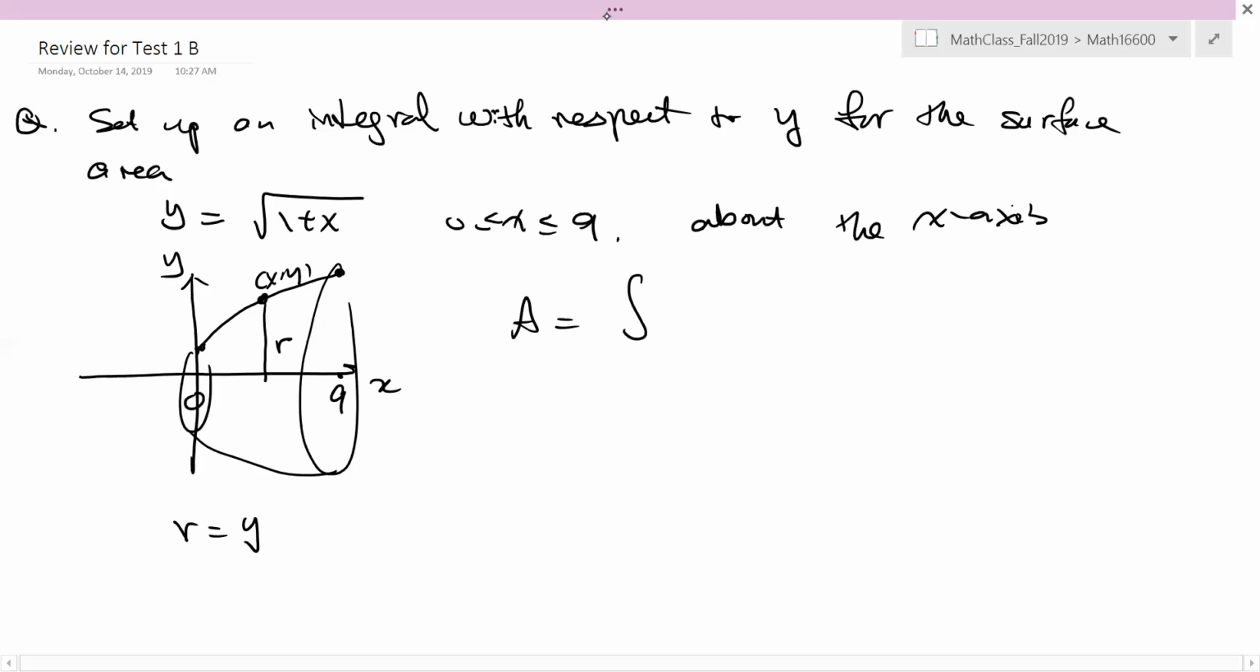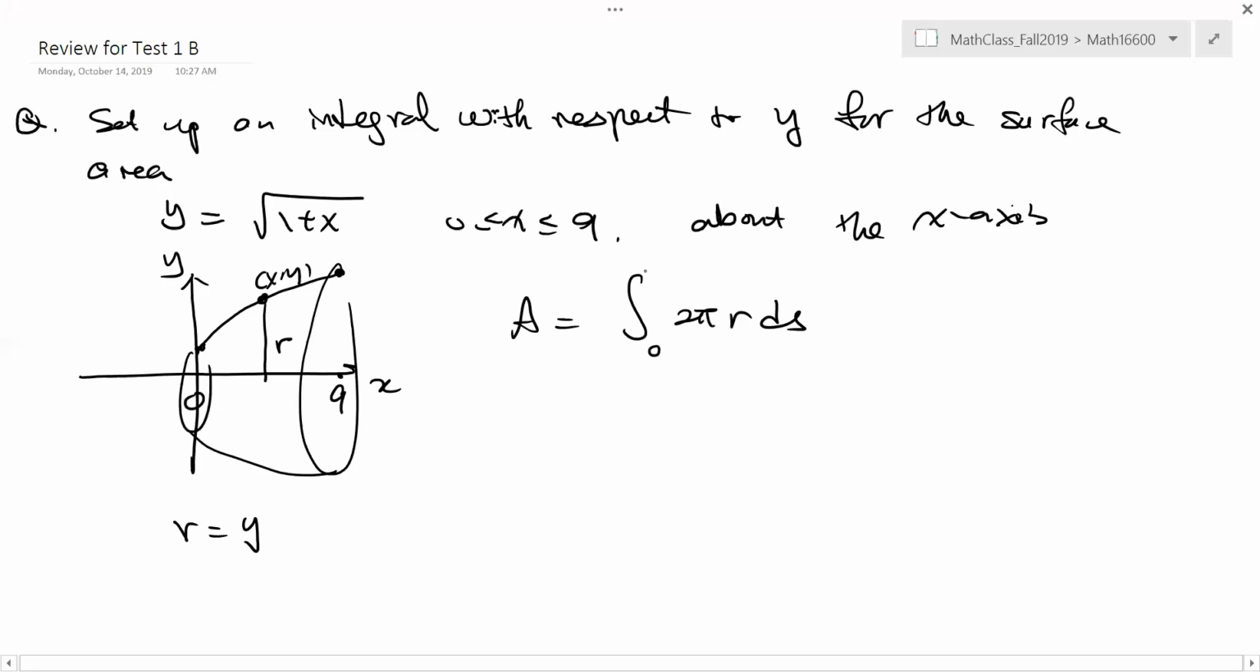So let me write down the initial integral. It's 2 pi r ds. If s is the arc length of the curve, you cannot use that to evaluate the integral unless you can express the radius in terms of s, unless you know L, the length of the curve already. So it's important, you have to change the variables. It sounds like a substitution here.